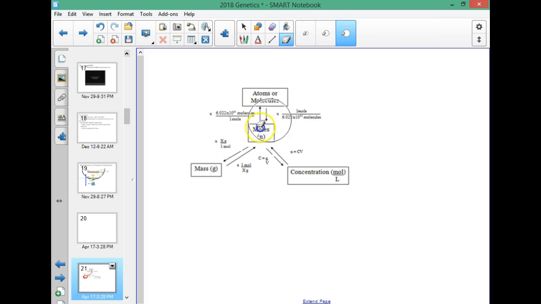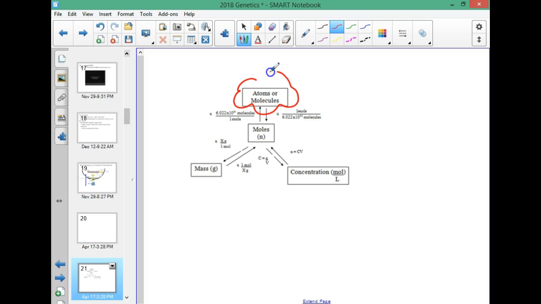In question number 4, you need to find out how many atoms. That means that you're coming up here. If you take a look at your starting information, you're told mass. This is going to be 2 steps. The first step is to calculate your moles. The second step is to calculate your atoms.